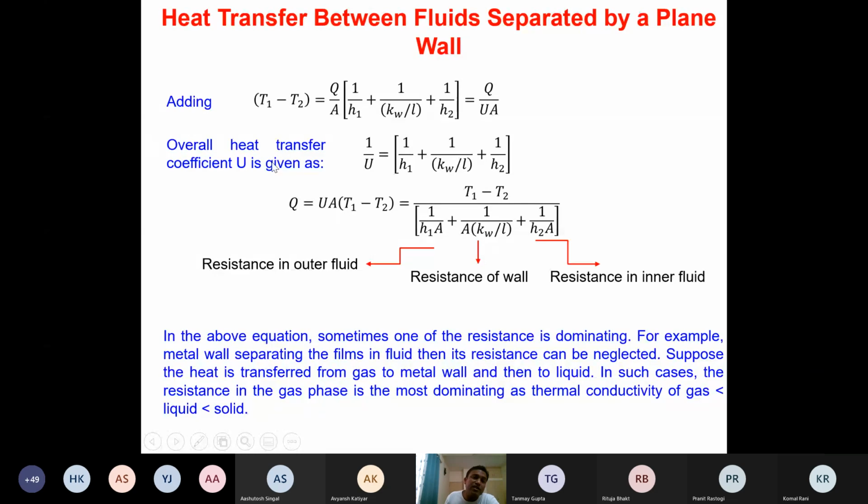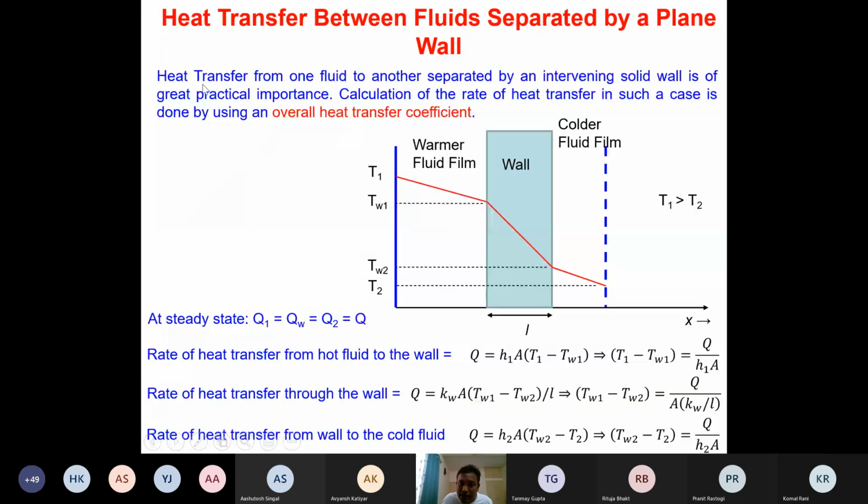U is nothing but the overall heat transfer coefficient. Why have we used U and not H? Because here U accounts not only for the effect of H but also for the thermal conductivity, the conduction resistance present in the metal wall. So U is used because it accounts for the resistance in all three layers. If the resistance is present only in this layer, then I am going to use HA delta T.